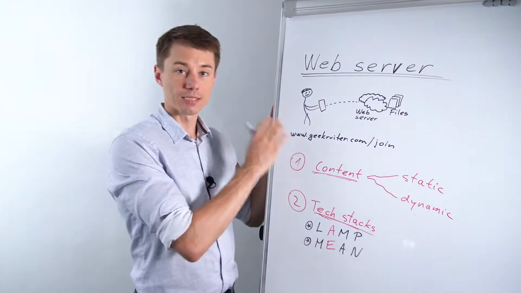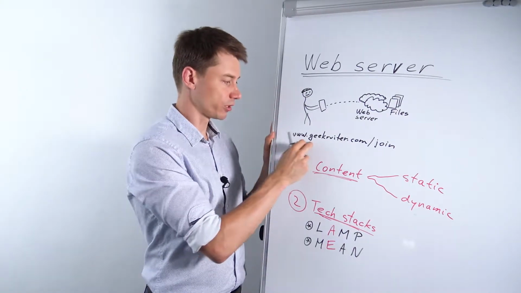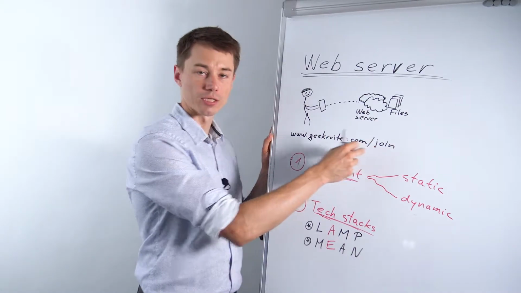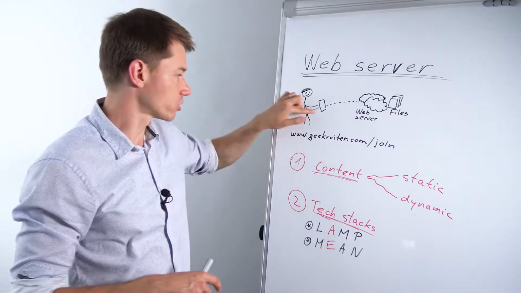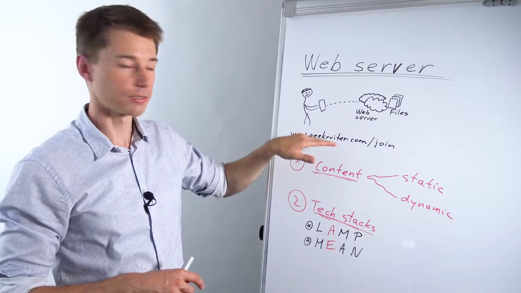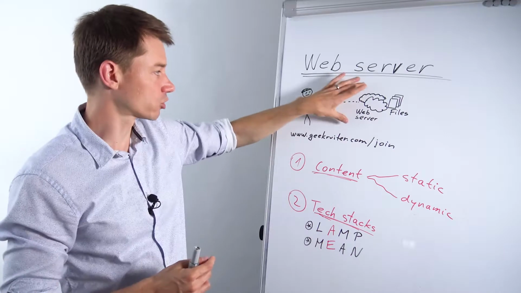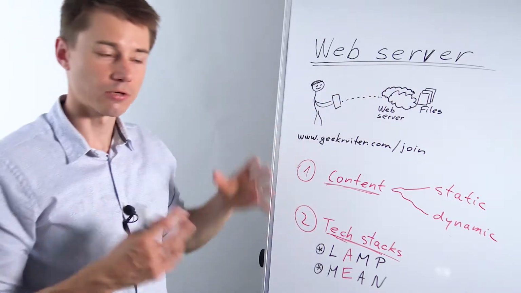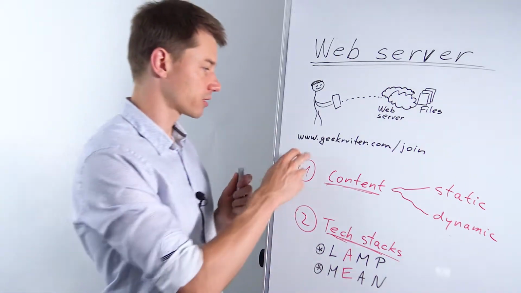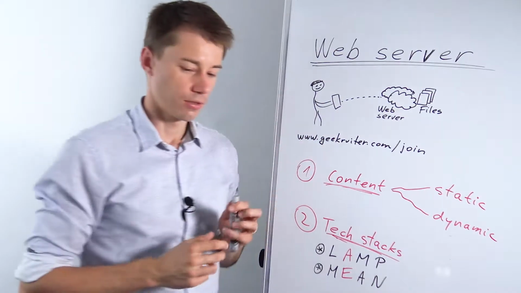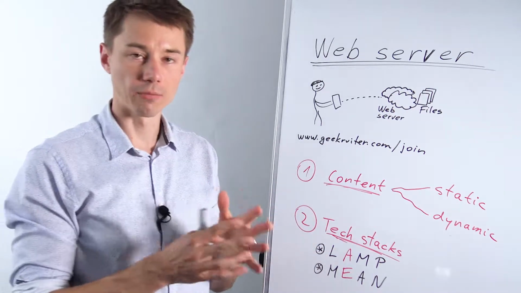So looking at the standard use case where we have a user typing, for example, www.geekrecruiter.com/join into his web browser, a favorite web browser such as Chrome. As soon as you type it and you hit the go button, then the application, the browser, would connect to a web server. And the web server needs to figure out what should be the next activity. So is this user looking for some image? If yes, that's static content. Let's serve him static content.